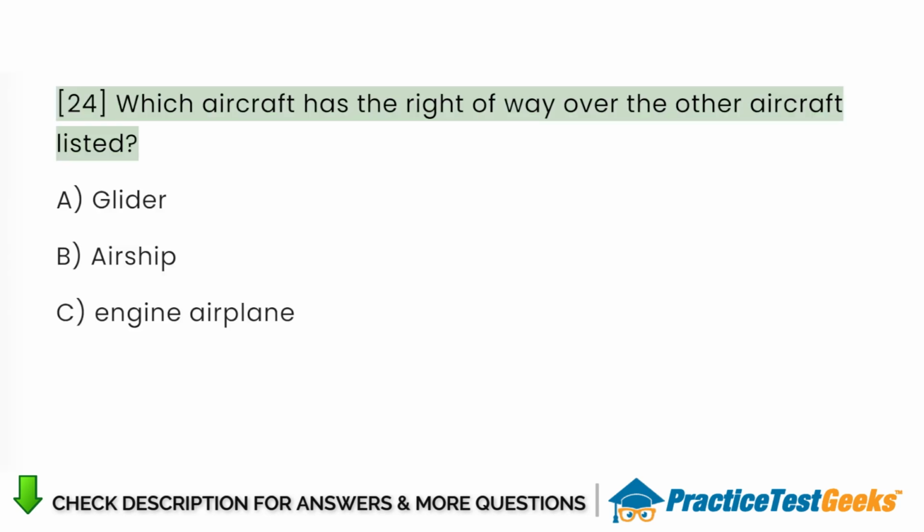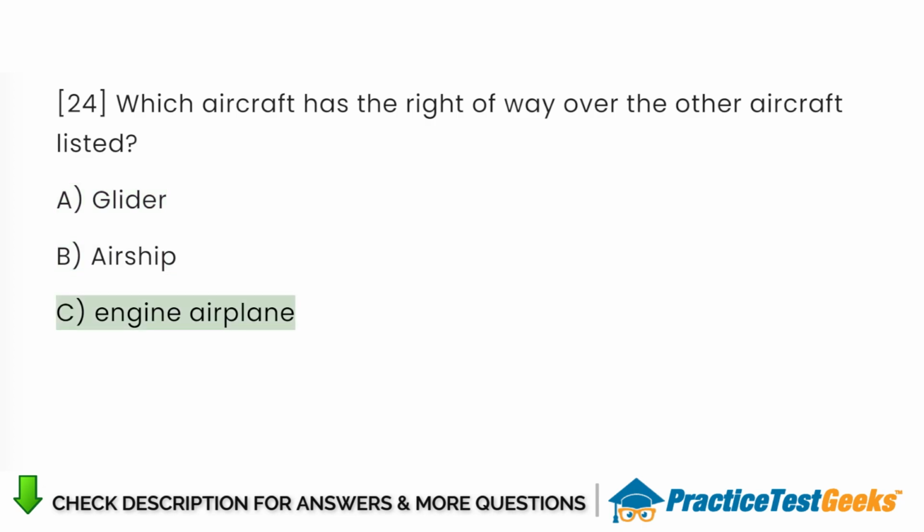Which aircraft has the right-of-way over the other aircraft listed? A. Glider. B. Airship. C. Engine airplane.